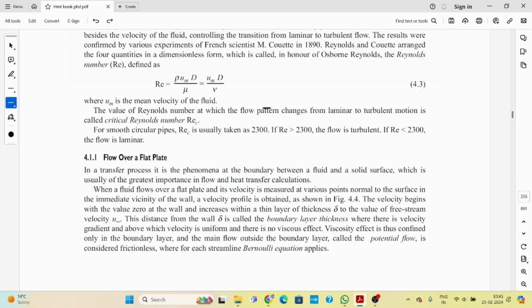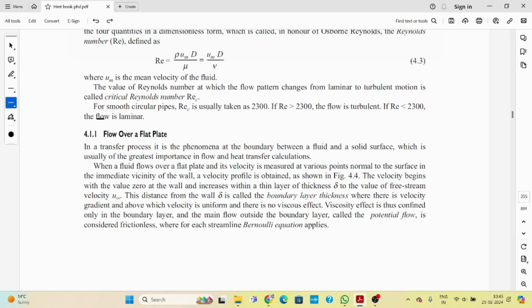If the Reynolds number is less than 2300, the flow is called laminar, and if it is more than 23,000, it is called turbulent. Somewhere you can see it is also written as 4000. Like 2300 to 4000 is called transition.